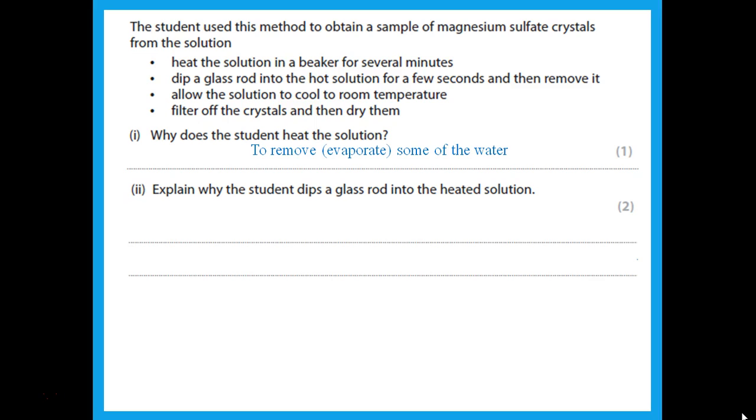Now explain why the student dips a glass rod into the heated solution. What is he trying to do? To see if crystals form, to indicate that the solution has been heated to the crystallization point. He's trying to find out if we have reached the crystallization point or not.